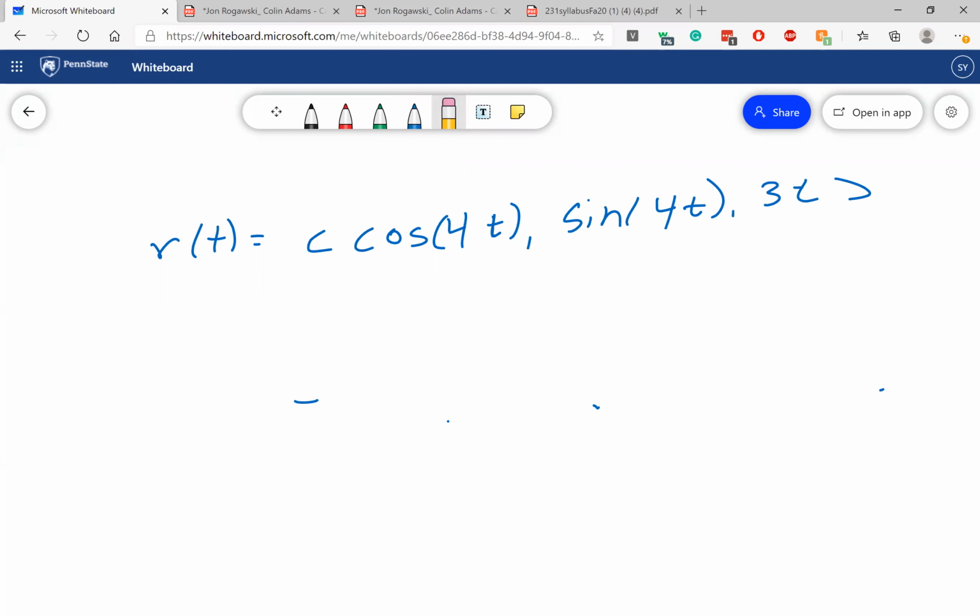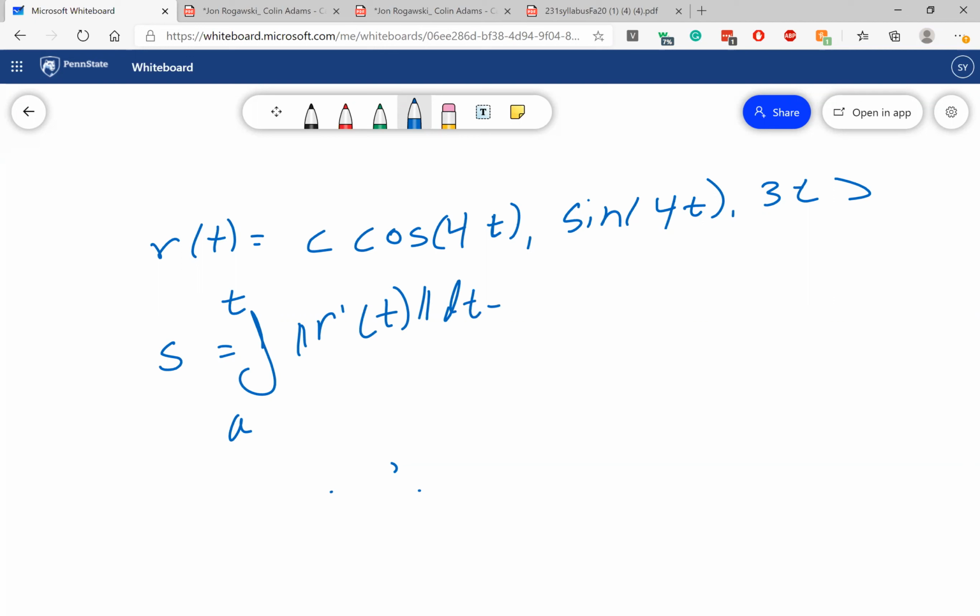Okay. So again, the first thing that we would like to do is, for any t, figure out what the current arc length is. So we want to take the integral from a to t, and we're going to take this to be our s. So we want the integral of the magnitude of r prime of t dt. So that's going to be the integral, actually let's go from 0 to t.